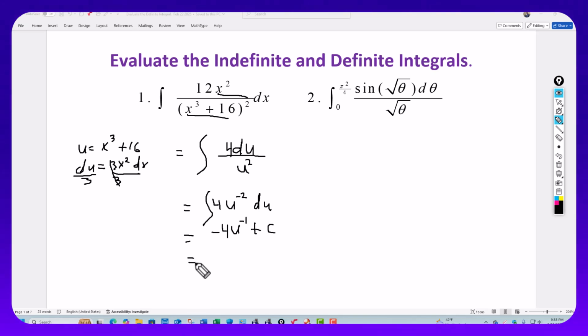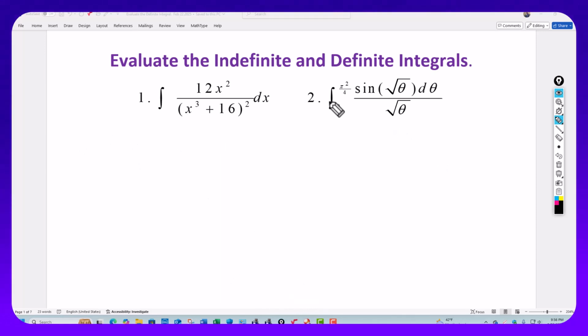No matter what substitution you use, you always have to go back to the original variable, and that is x. So this will be a minus 4, and then the u is x to the third plus 16, so I could put x to the third plus 16 here as a factor to the negative 1 power, but if I take it to the denominator, that's just another way to write it. So I write it as minus 4 over x to the third plus 16, plus the constant of integration. So that's the answer for this one.